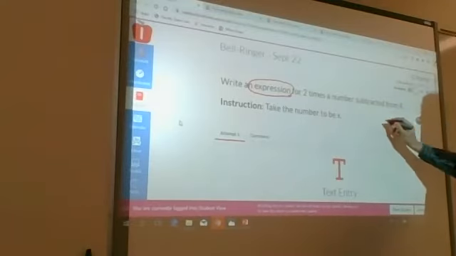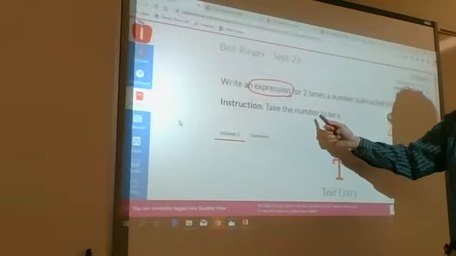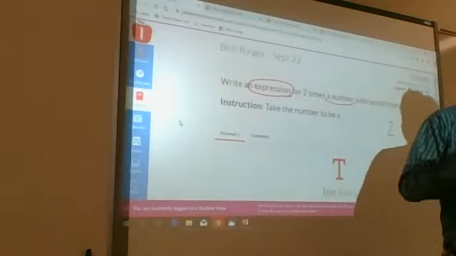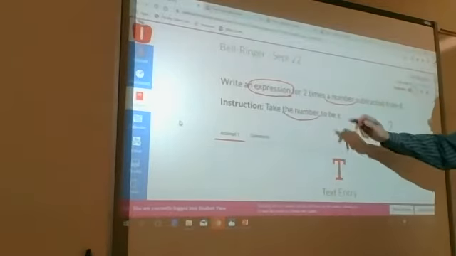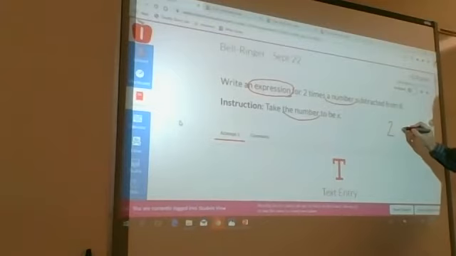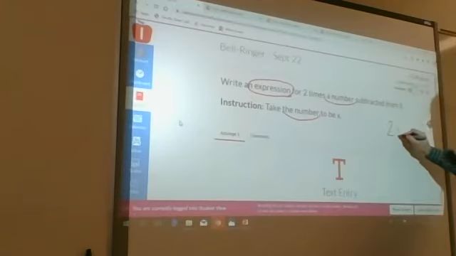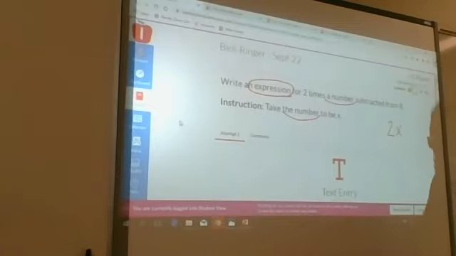So we have a 2 and then a number. Here it says take the number to be x. So here you have to draw the parallel between, here it's asking you to do a number, and down here it's telling you that it wants that number to be x. So 2 times a number. We can do 2 times x like that, but it's much easier and more concise and clear to just do 2x, which means the same thing. When you put two things right next to each other in algebra, that means multiply.